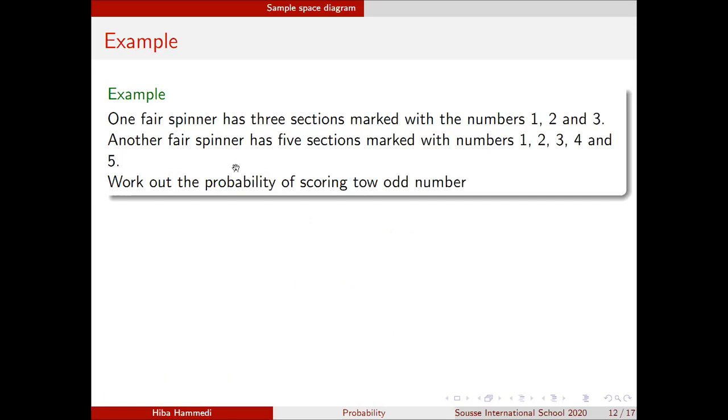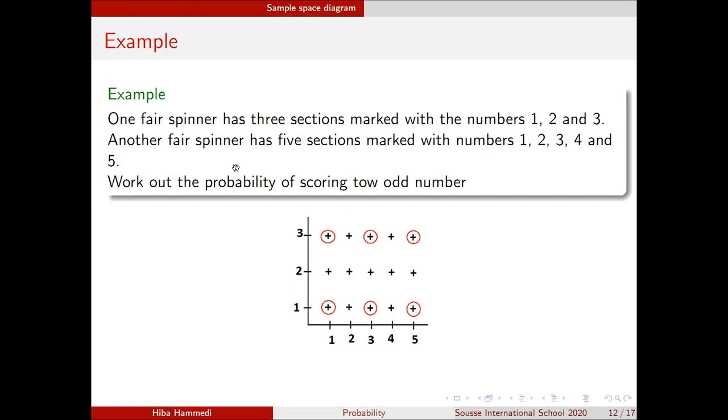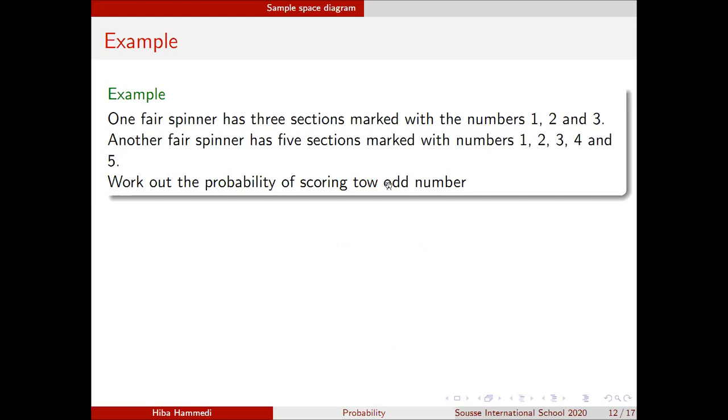They ask you, well, we are still in the same example, but it's a different question. So they ask you to work out the probability of scoring 2 odd numbers. So you need to ask yourself, what are the odd numbers here? Since for the first spinner I have 1, 2, 3, those are the 3 possible outcomes, I have 1 and 3 that are odd numbers. And from the second spinner, I have 1, 3, and 5.